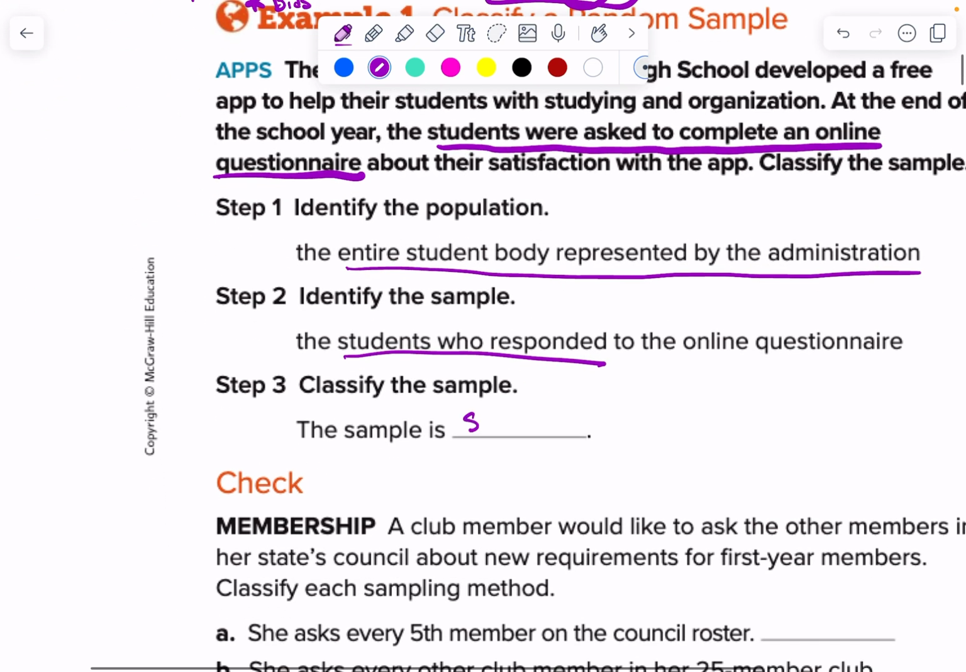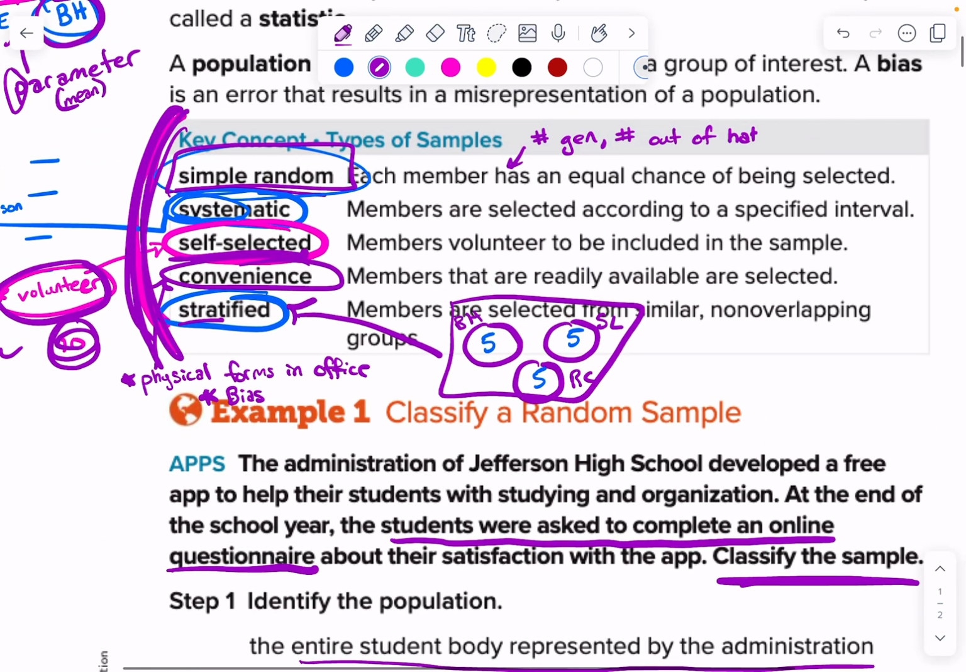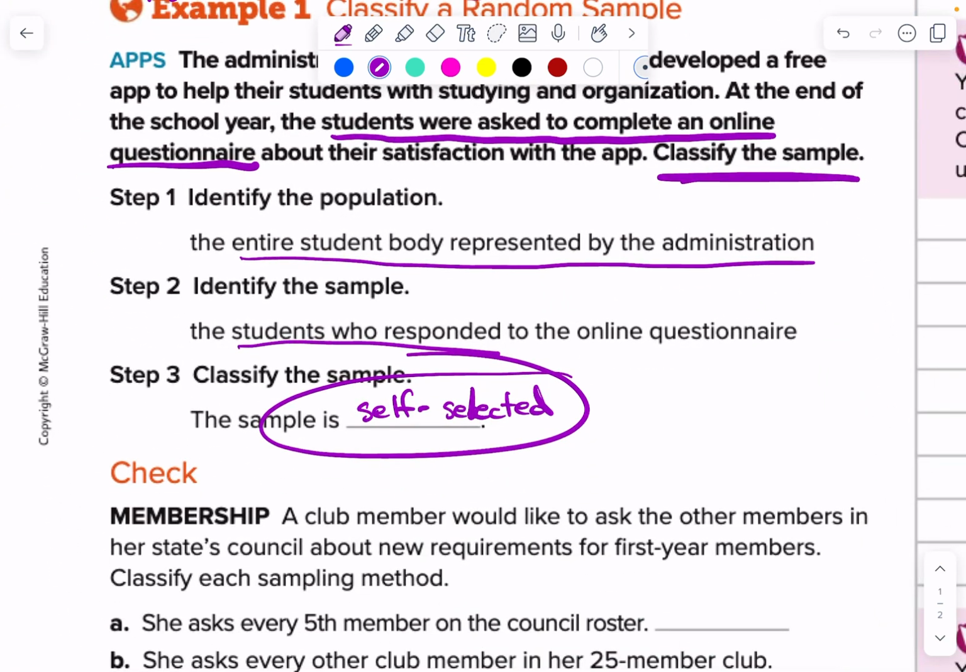So the sample is self-selected. And that's what they mean by classify the sample. Which type of sample is it? Which one of these 5 is it? It's a self-selected sample. Okay.